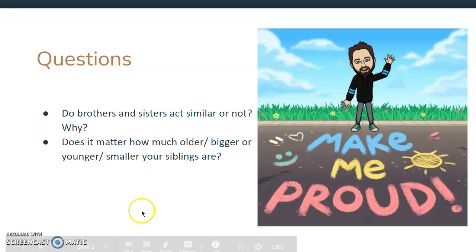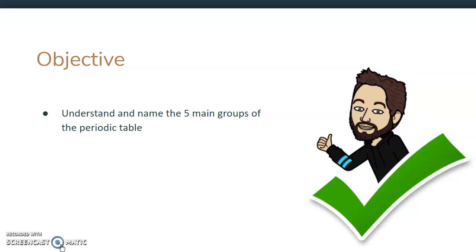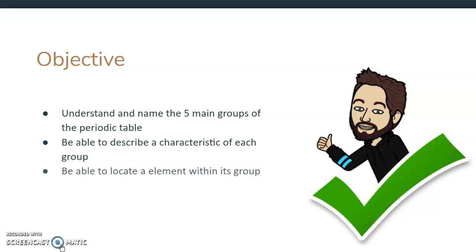Before that, we're going to go through our objectives for the day. Our objective is to be able to name our 5 main groups of the periodic table. We want to be able to describe a characteristic of each group, and locate an element within its group.